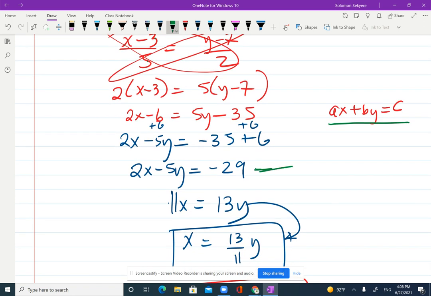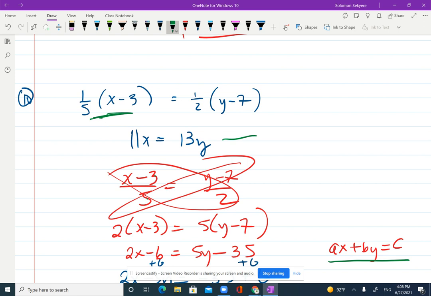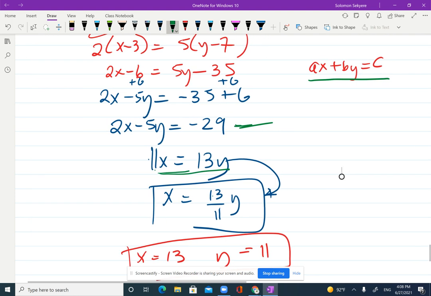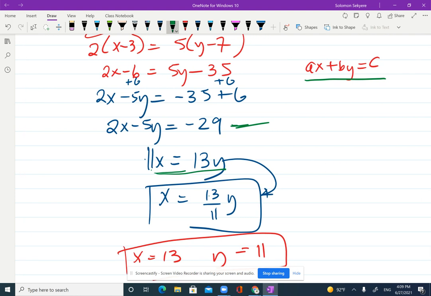Okay? And then, of course, we still have the second equation, 11x equals 13y. See, from here, if I divide both sides by 11, I have x equals 13 over 11y. What do I do with this? Okay, we have two equations. 2x minus 5y equals negative 29, and then x equals 13 over 11y. What do I do? I'm going to just use substitution.